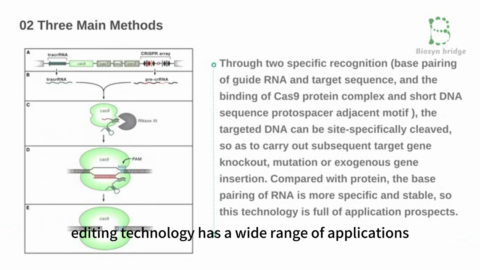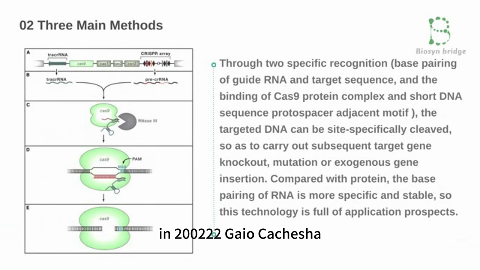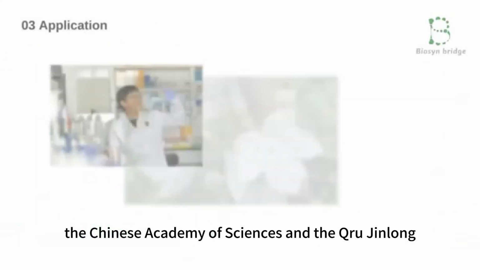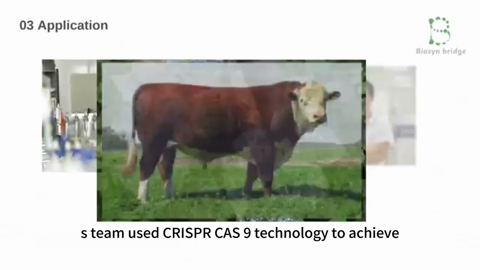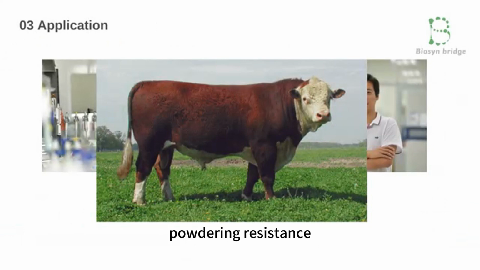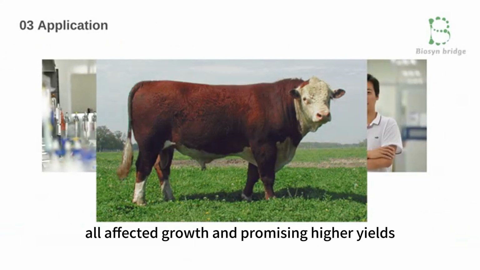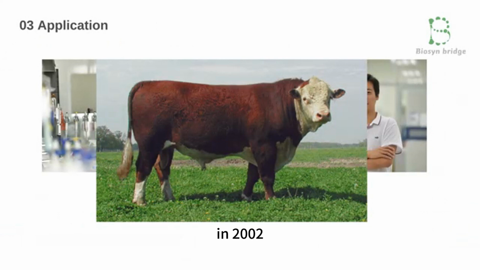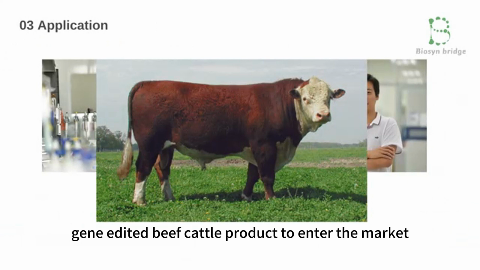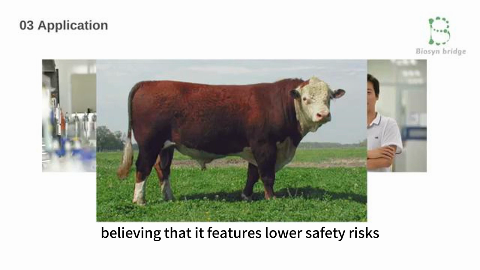Gene editing technology has a wide range of applications. In 2022, Gao Caixia of the Chinese Academy of Sciences and Qiu Jinlong's team used CRISPR-Cas9 technology to achieve directional mutation and obtain varieties with broad-spectrum powdery mildew resistance, without affecting growth, and promising higher yields. In 2022, the U.S. Food and Drug Administration approved the first gene-edited beef cattle product to enter the market, believing that it features lower safety risks.